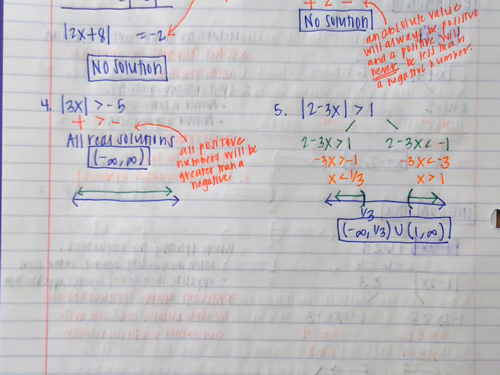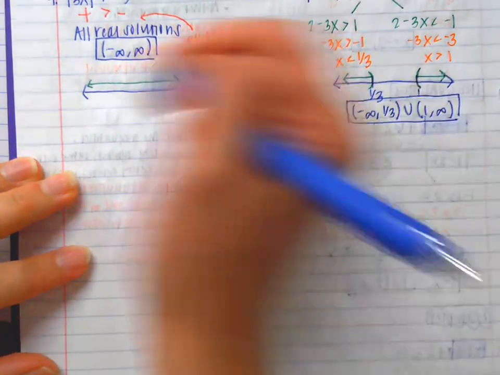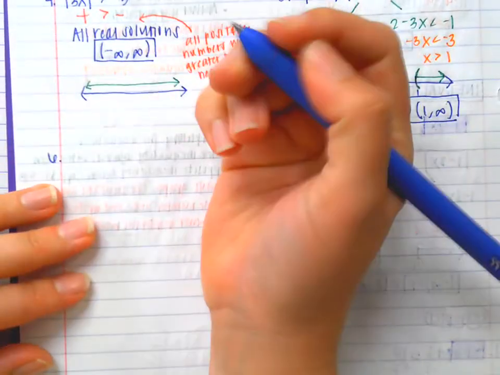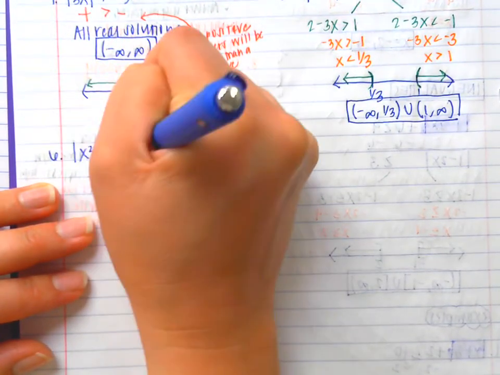Okay, let's try one more. I'm going to do this one with you, and then we're done with absolute value and done with the review unit. Okay, so number 6, last one, absolute value of x squared plus x equals 12.